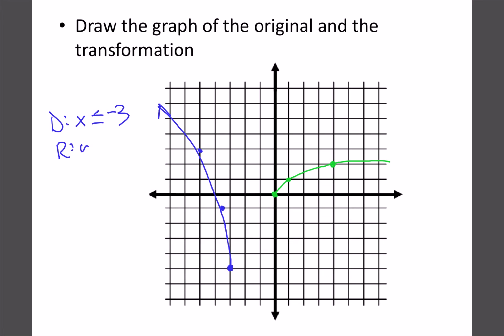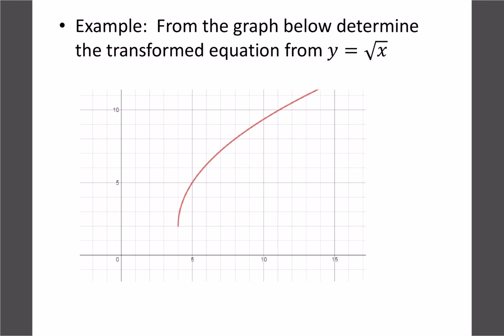And our range would be y is greater than or equal to -5. And we're done. So whichever method you like, some people like working with the graph, other people like working with coordinates, but you'll get the same answer either way. And our last example now is how do we get the equation from the graph.